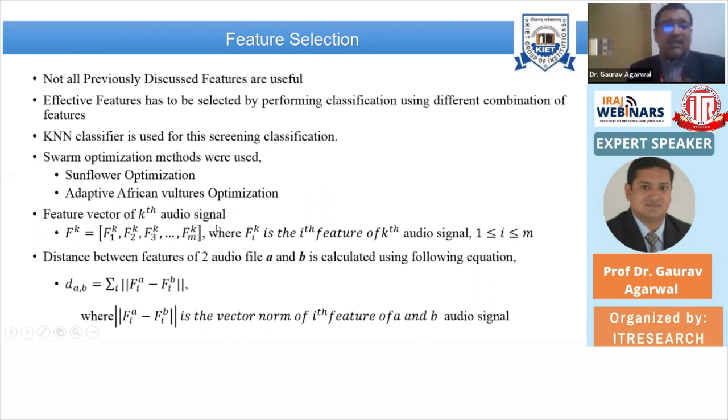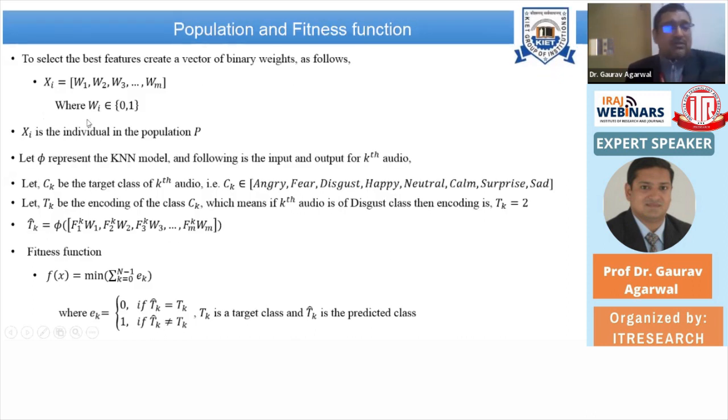Because we are having a number of chunks of a signal, here f_ik represents the ith feature of the kth audio signal. Now we will check it. We are having a weighted matrix represented by W1 to Wm. M is the number of features. Here I've applied the binary weights. The binary weight means the weight should be either 0 or 1.